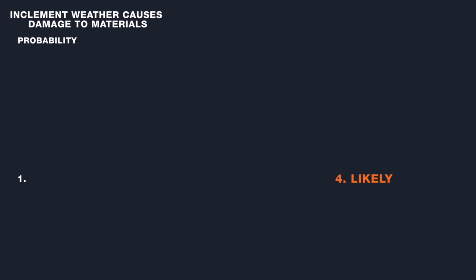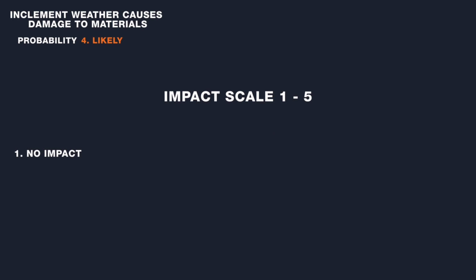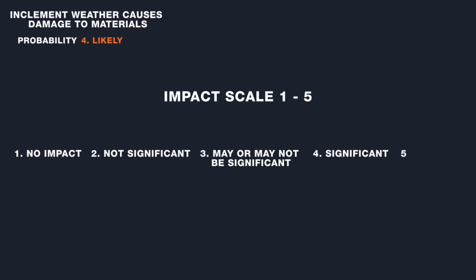Now let's look at impact. What impact would you select? 1, no impact, 2, not significant, 3, may or may not be significant, 4, significant, or 5, severe. Certainly, we would expect some impact, but perhaps not significant or severe. A rating of 3 may be reasonable. We don't really know if the impact will be significant or not.